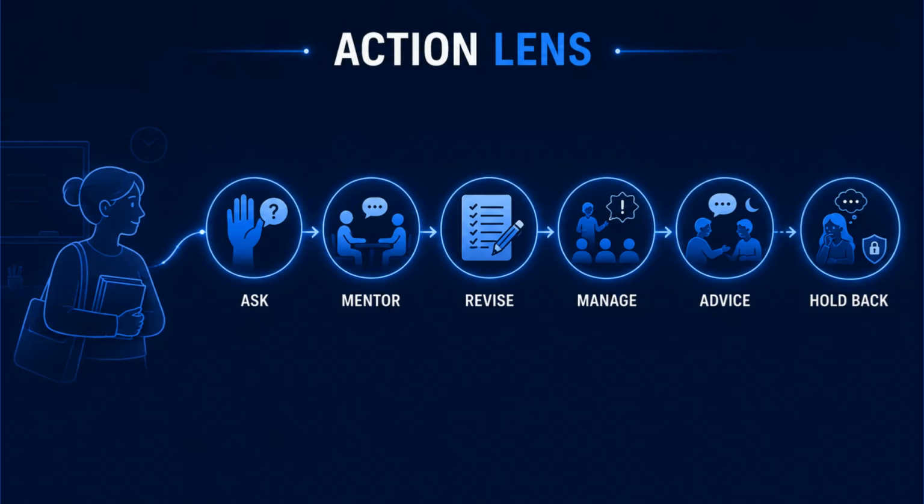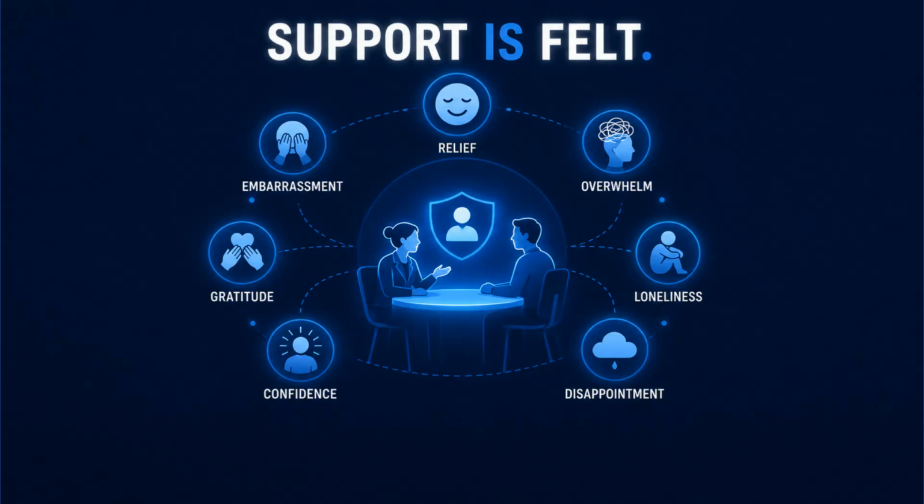Through the action lens, a teacher may ask for help, attend mentoring meetings, revise lesson plans, manage classroom problems, seek advice after a difficult day, or decide not to ask because they do not want to seem unprepared. Through the emotion lens, support may involve relief, embarrassment, overwhelm, gratitude, loneliness, confidence, or disappointment. A teacher may receive support and still feel unsupported if the emotional experience does not match the formal structure.